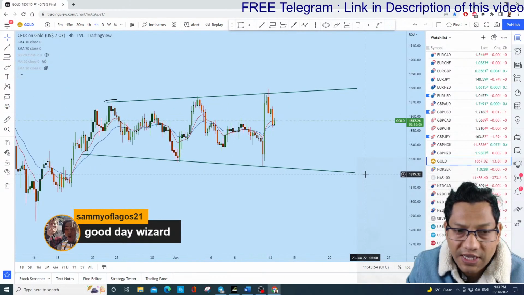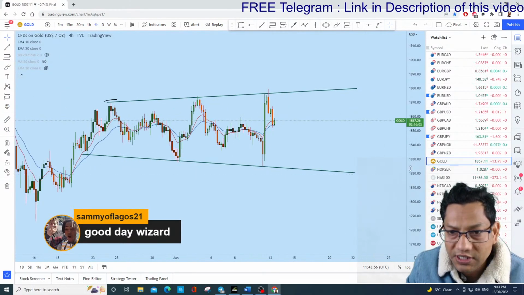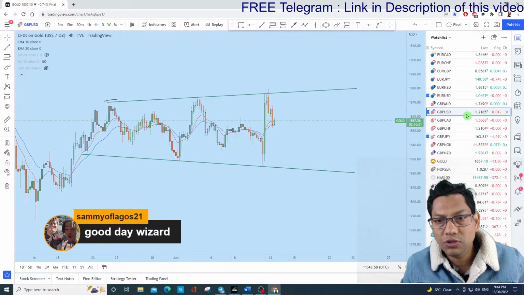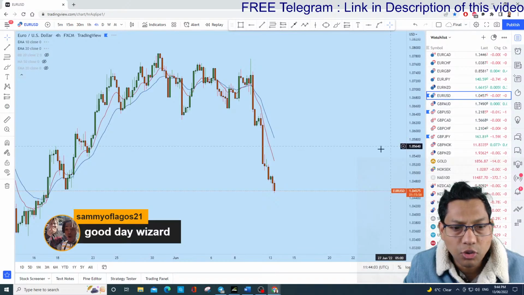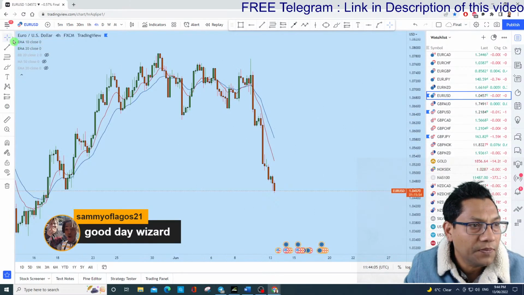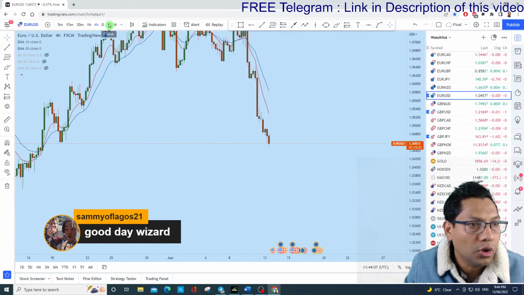Along the progression of this session, we'll look at how this is behaving. So that one is with Gbpusd and gold. Now euro dollar is doing exactly the same as Gbpusd. I think that euro dollar also will do the same.